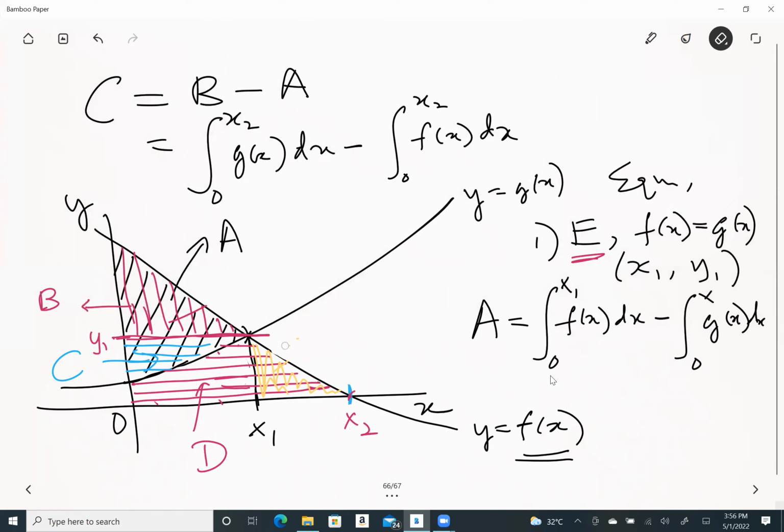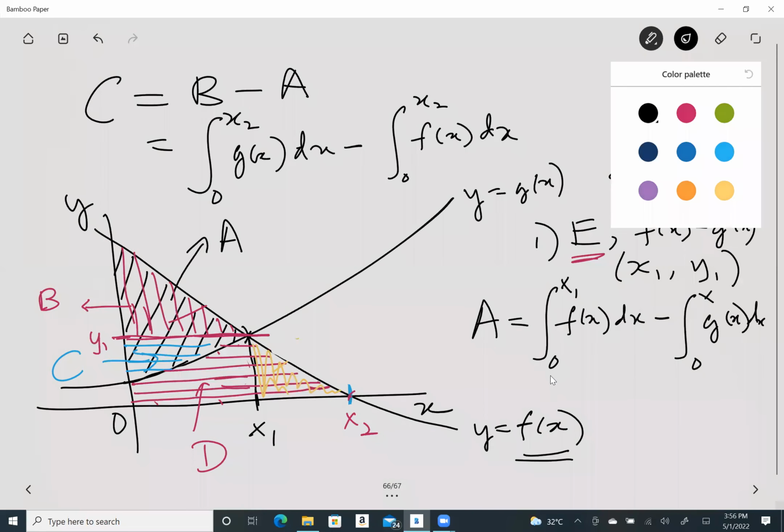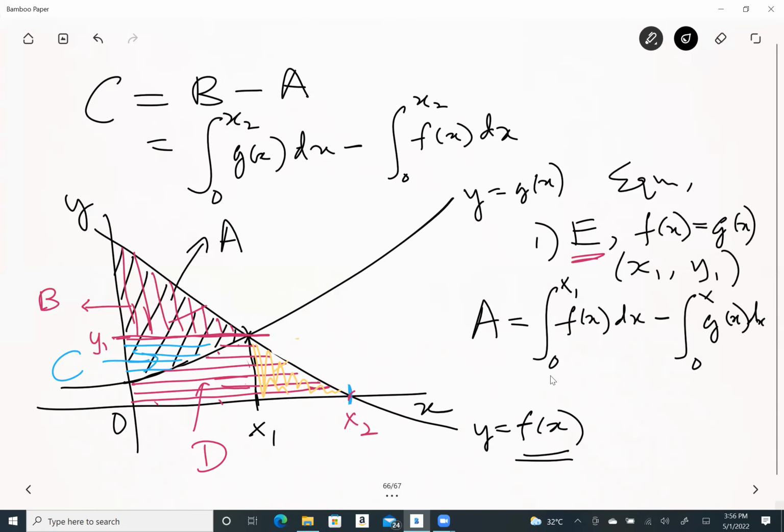That is one of the functions that is involved. So now, how? Integrate g of x from 0 to x1. Okay, that's number one. If I integrate from 0 to x1 dx, I get the first part. After that?